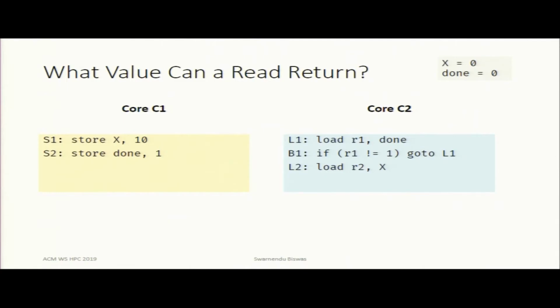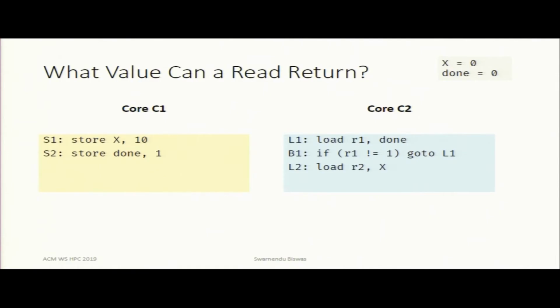And this guy is performing these reads. So very similar to the example we had on the last slide. You are trying to load done to register R1. You iterate over here, in a loop, till R1 is 1. And once this is done, then we load X to R2. This is exactly like what we had earlier, just some sort of pseudo assembly code. My question is, what value can a read return? So what value do you expect over here?